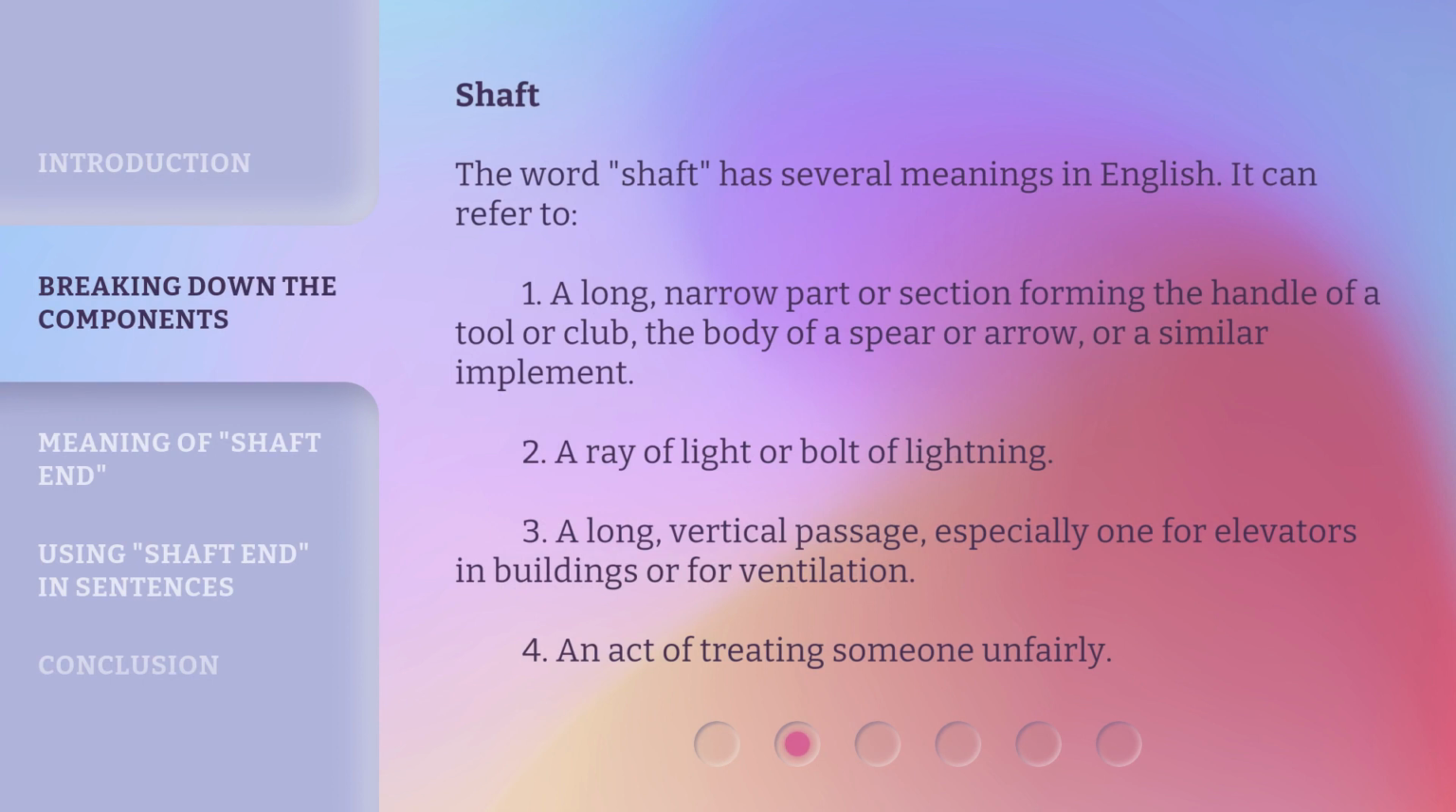Shaft. The word shaft has several meanings in English. It can refer to: 1. A long, narrow part or section forming the handle of a tool or club, the body of a spear or arrow, or a similar implement. 2. A ray of light or bolt of lightning. 3. A long, vertical passage, especially one for elevators in buildings or for ventilation. 4. An act of treating someone unfairly.